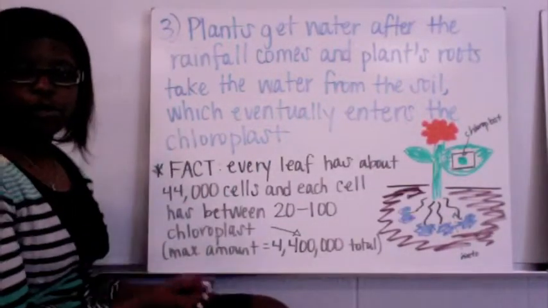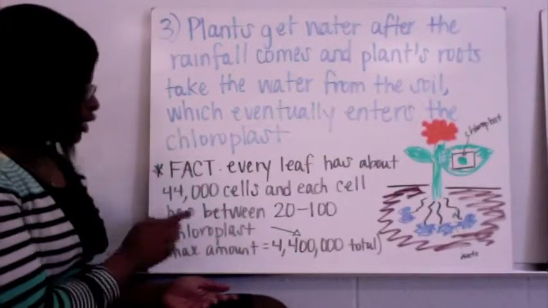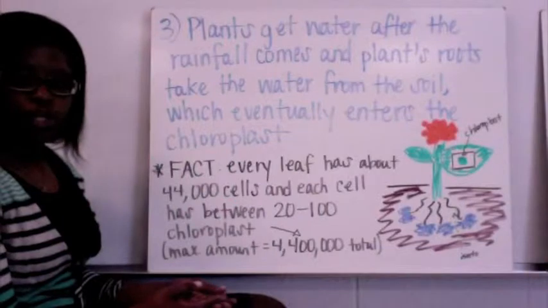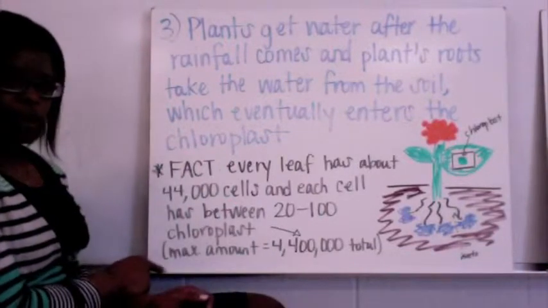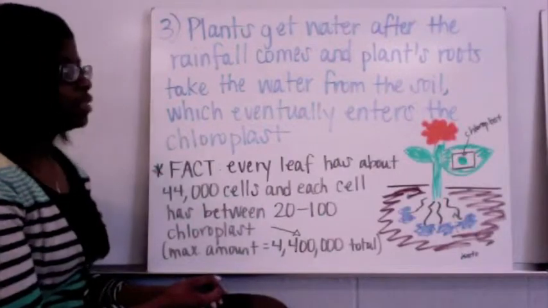I have a fact for you. Every leaf has almost 44,000 cells, and each cell has between 20 to 100 chloroplasts. So the maximum amount of chloroplasts a plant can have could be 4,400,000. So that's a lot.